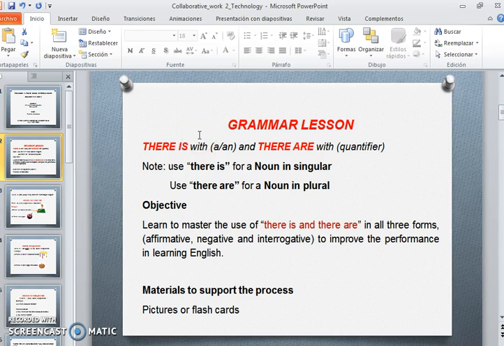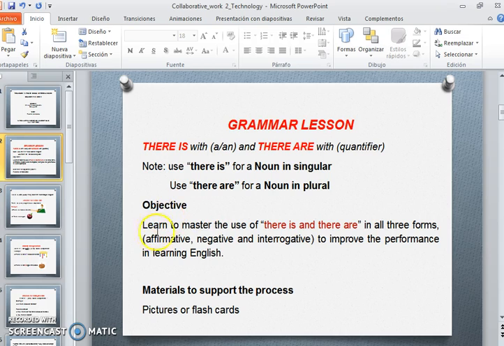The topic for today is a grammar lesson: how to use there is with a and an, and there are with quantifiers. Note: use there is for a noun in singular and use there are for a noun in plural.